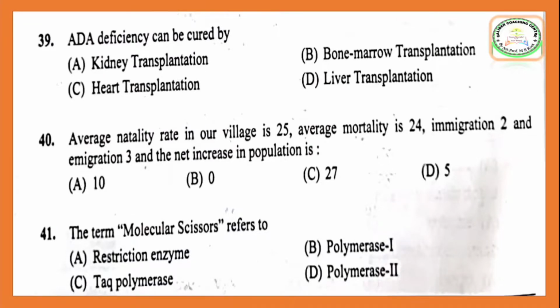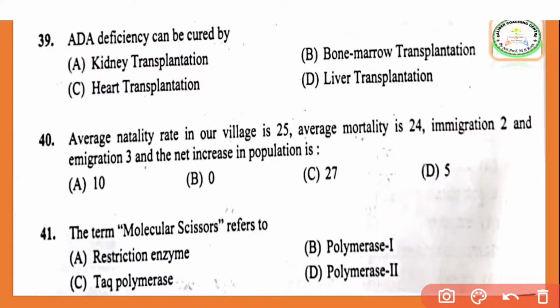ADA deficiency can be cured by kidney transplantation, bone marrow transplantation, heart transplantation, liver transplantation, and the answer is bone marrow transplantation. Question number 40. If you want to check the 39th question answer, it is there in the NCERT second PU page number 211.